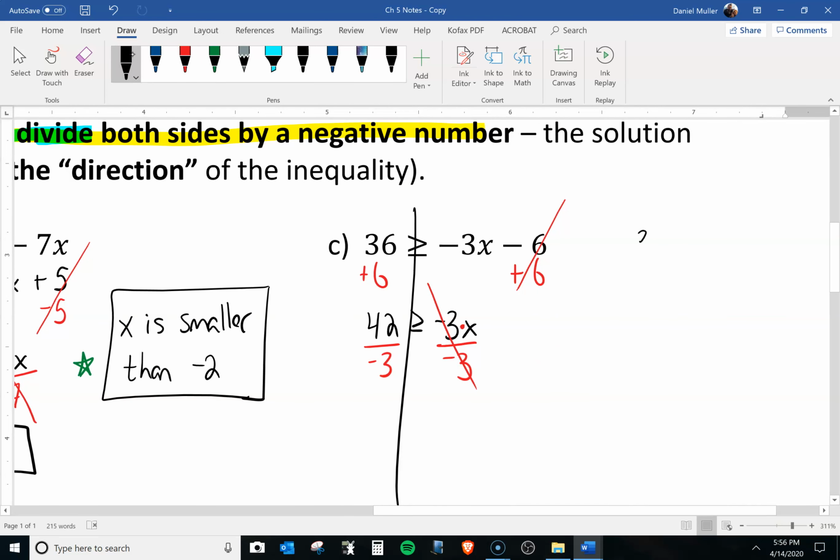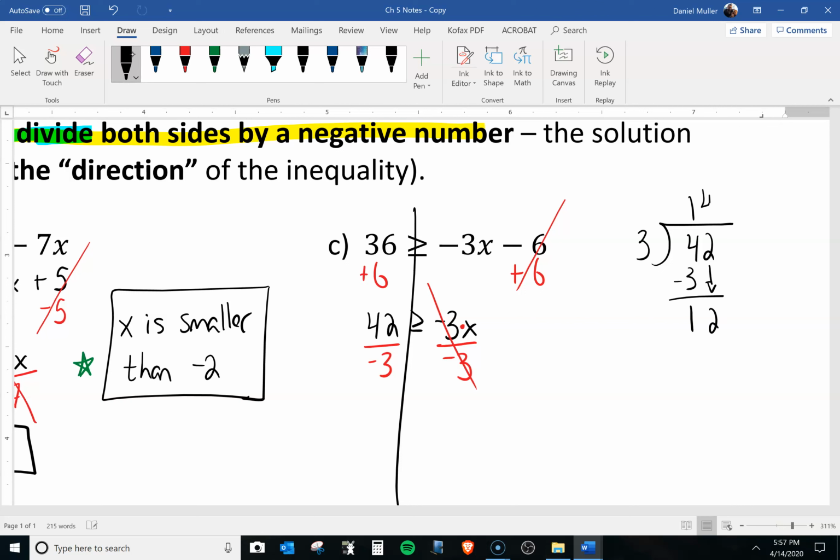Now, I don't know what 42 divided by 3 is, so I'll go 3 into 42. 3 goes into 4 once. 1 times 3 is 3, and I can subtract it, carry down the 2. So 3 goes into 12, 4. So 42 divided by negative 3 is 14, but negative. And on the right side, we've got just an x. And then because I divided by that negative, I'm going to have to flip the symbol.